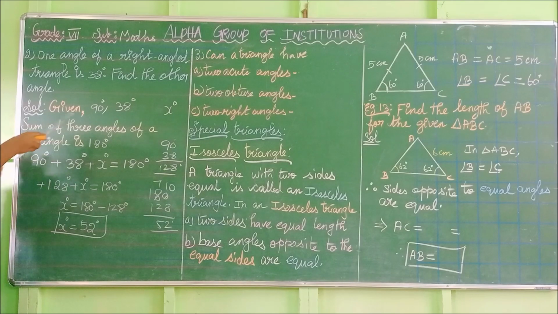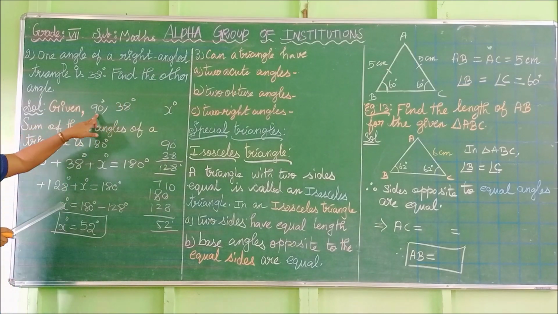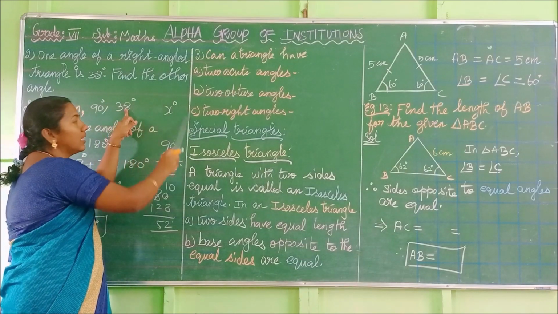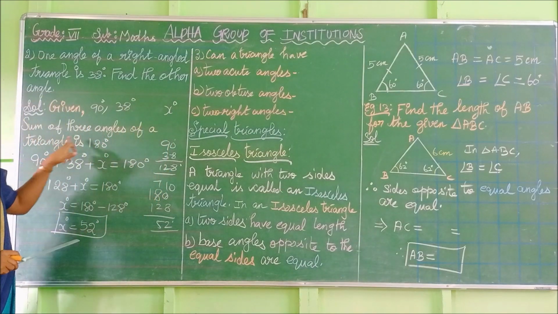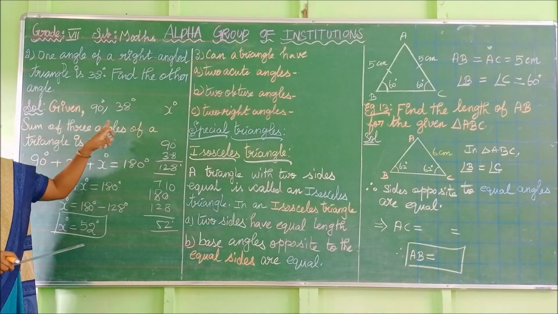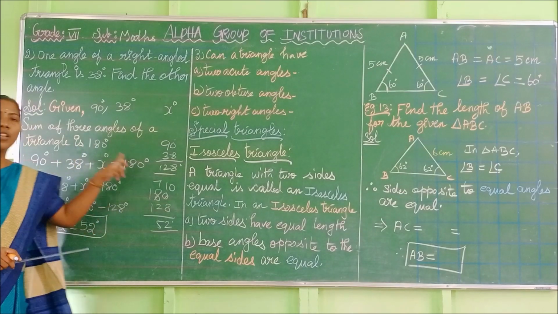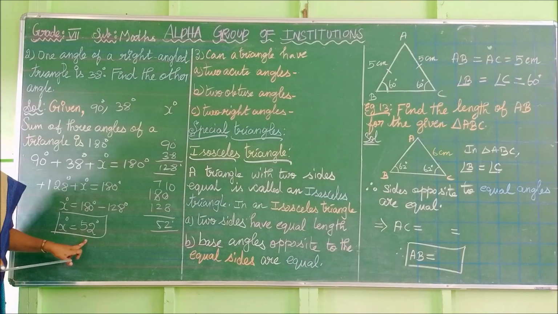Thus, in the given question, the type of the triangle is right angle. So one of the angles is 90 degrees, and they have also given another angle, and we have to find the third angle. We took the third angle as x by using the property of a triangle: sum of the 3 angles of a triangle is 180 degrees. Thus we have found this relation. After evaluating this equation, we found that the third angle x equals 52 degrees.